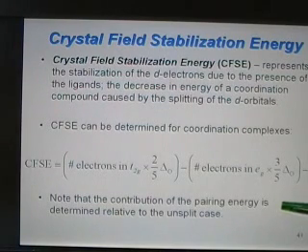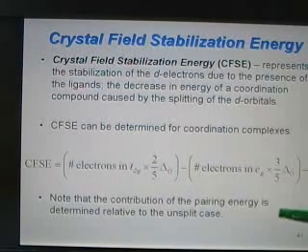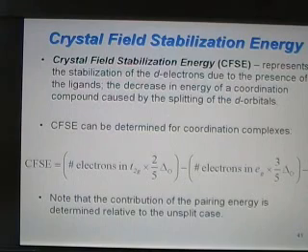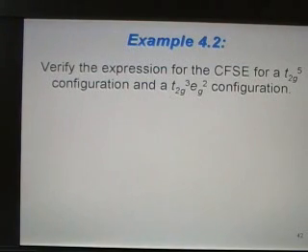Now, the contribution to the pairing energy is determined relative to the unsplit case. So let's take a look at an example. What I want to do now is to verify the expression for the crystal field stabilization energy for a t2g5 electron configuration. That means all 5 electrons are in the t2g orbitals, and a t2g3 eg2 electron configuration. That means there are 3 electrons that are unpaired in the t2g orbitals and 2 electrons that are unpaired in the eg orbitals.